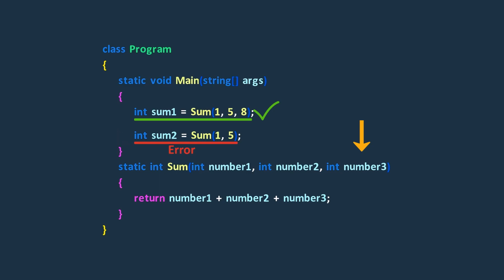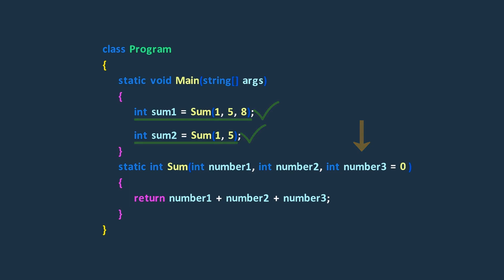Alright, there are 2 ways to make parameters optional in C#. The most common way is to assign a default value to the parameter. In our case, to make the number 3 parameter optional, we assign the value 0 to it. Now we can call the sum method with either 3 parameters or just 2 parameters.